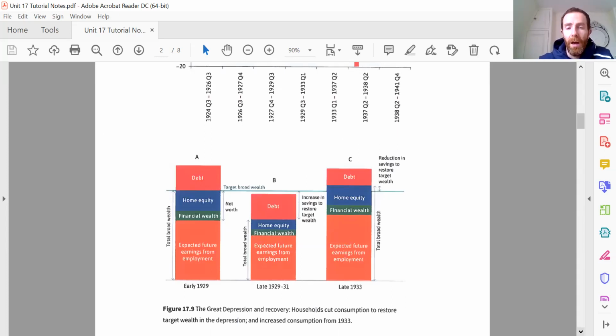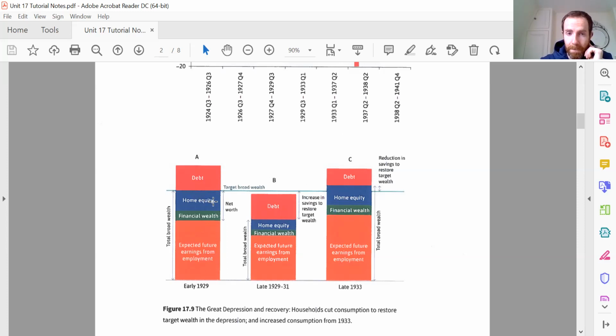So another way of looking at why there was this depression is to think about the household perspective. And we've seen these models before where we look at household wealth, broad wealth. And so this is how we can imagine things changed over the course of the Great Depression. So early 1929, before anything kicks in, households' total broad wealth is equal to their target for broad wealth, right? Which means everything's going along smoothly, no extra saving or no extra consumption happening.